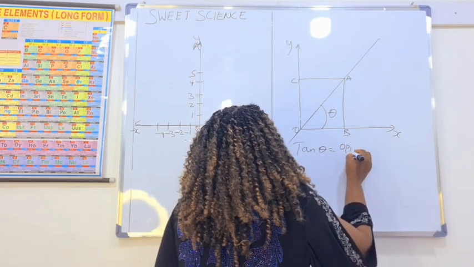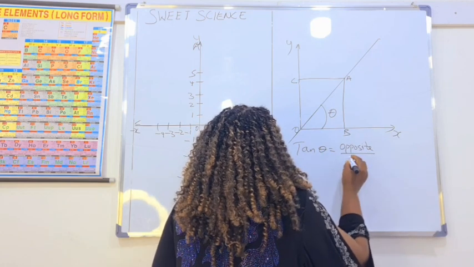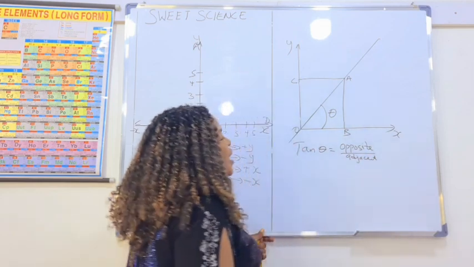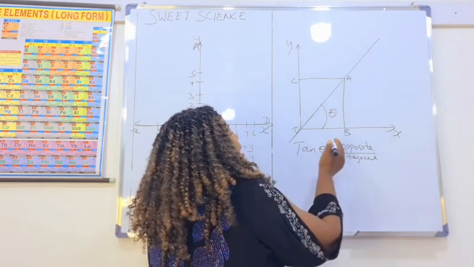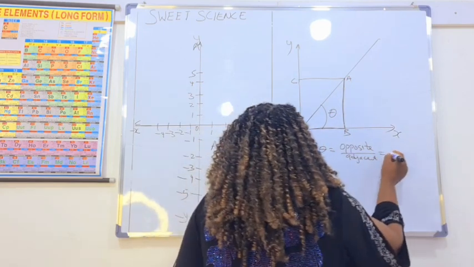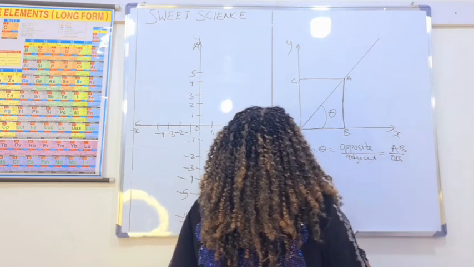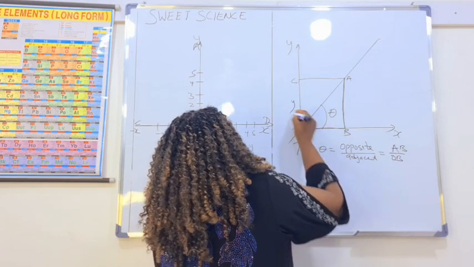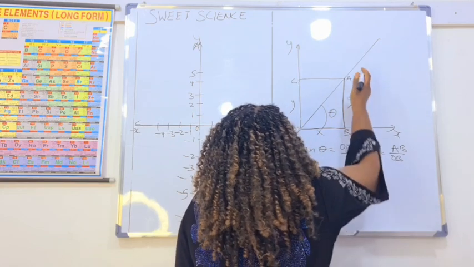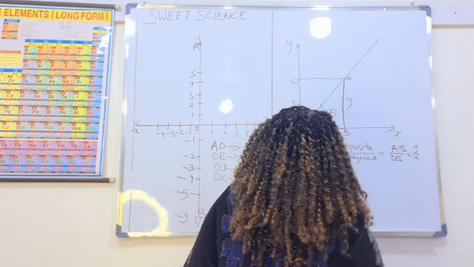Opposite. Tan theta is opposite over adjacent. And from this graph, the slope of this graph is equal to AB over OB. Here is Y, here is also Y, and here is X. And AB, we can say, is Y over X.